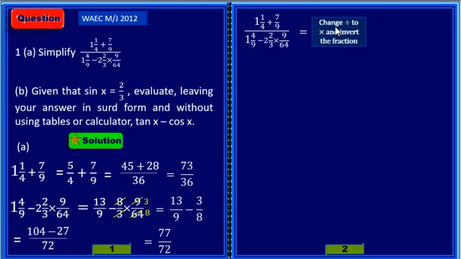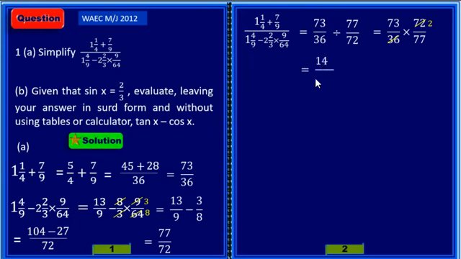BODMAS requires that we change the division sign to multiplication and invert the fraction. And that gives us 73 over 36 times 72 over 77. After changing this to multiplication, then we invert the fraction. Then we are going to simplify. Dividing out, 72 divided by 36 is 2. Simplifying, we have 146 over 77. Our answer in mixed number is 1 whole number 69 over 77.